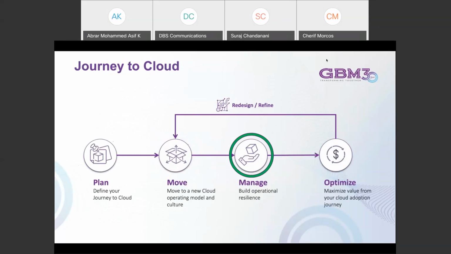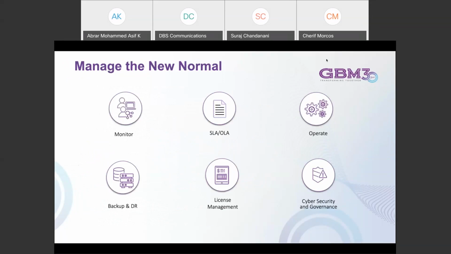Moving on from move, the next two phases are more around operations and operational excellence. GBM has a host of services around manage, which include things like monitoring the environment, maintaining an SLA or an OLA, operating it, doing remediation, being able to do license management and asset management, being able to manage and maintain a cybersecurity GRC posture, and finally manage the backups and DR.